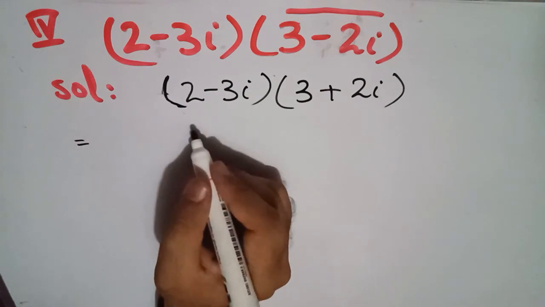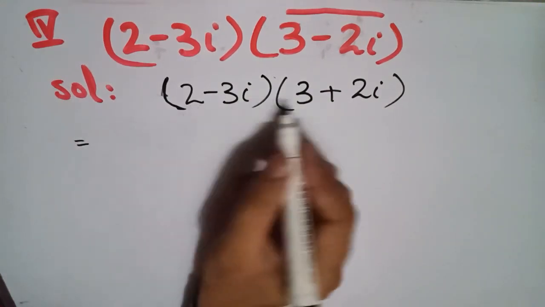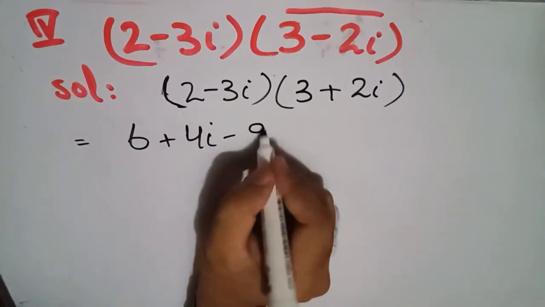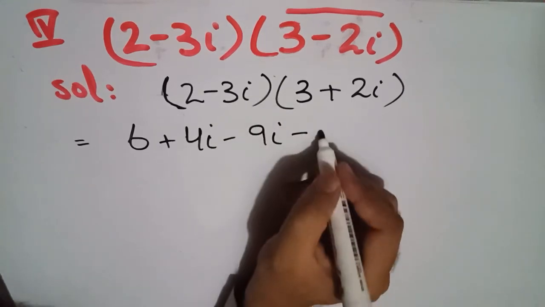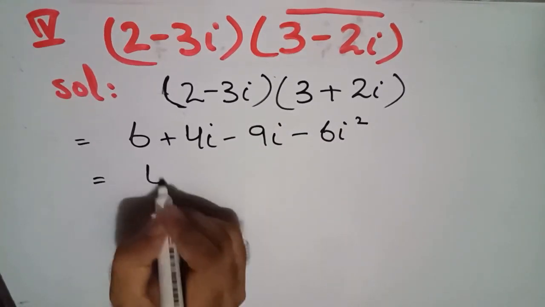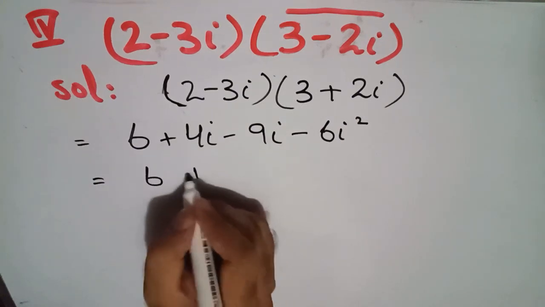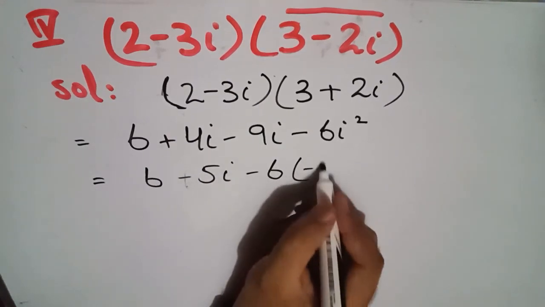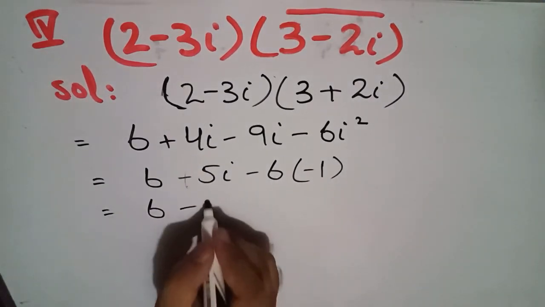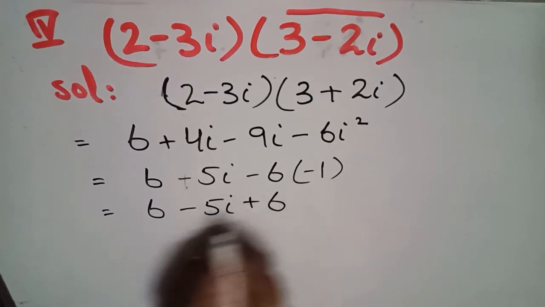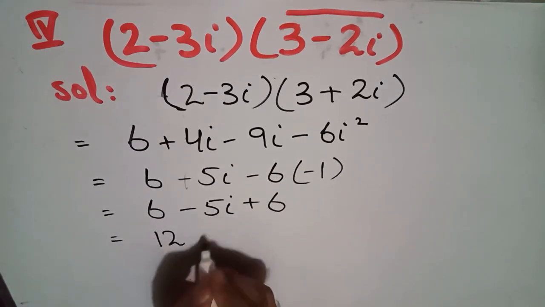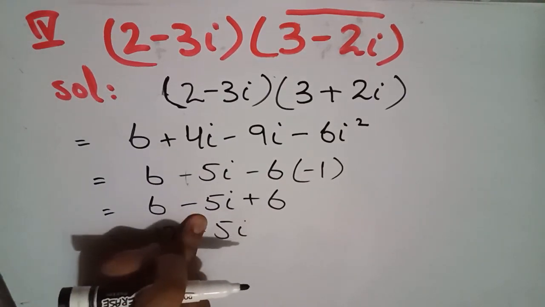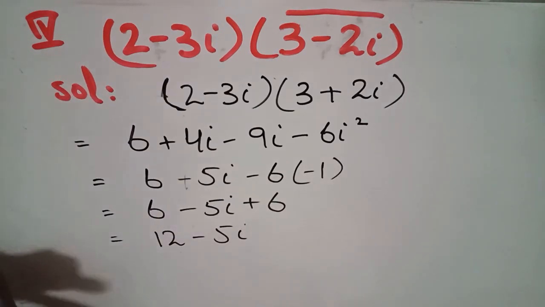So in the next step you will multiply both these factors. 2 with 3, that is 6. 2 with 2, that is 4 iota. 3 with 3, minus 9 iota, minus plus minus, 2 3s are 6 iota square. 6, 4 minus 9, that is minus 5 iota. Minus 6 iota square is equal to minus 1. 6 minus 5 iota minus minus plus 6, you can write 6 6, 12 minus 5 iota. You can only add the real number into the real and complex into the complex. So minus 5 iota, this is the answer you can write here.